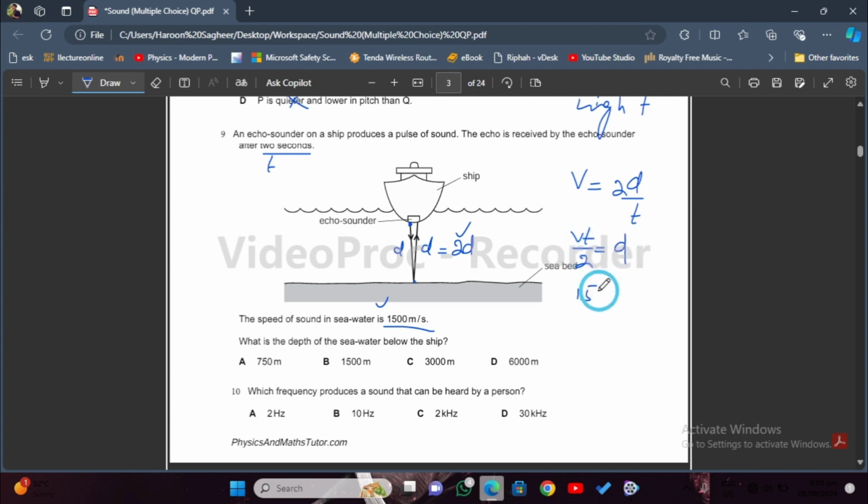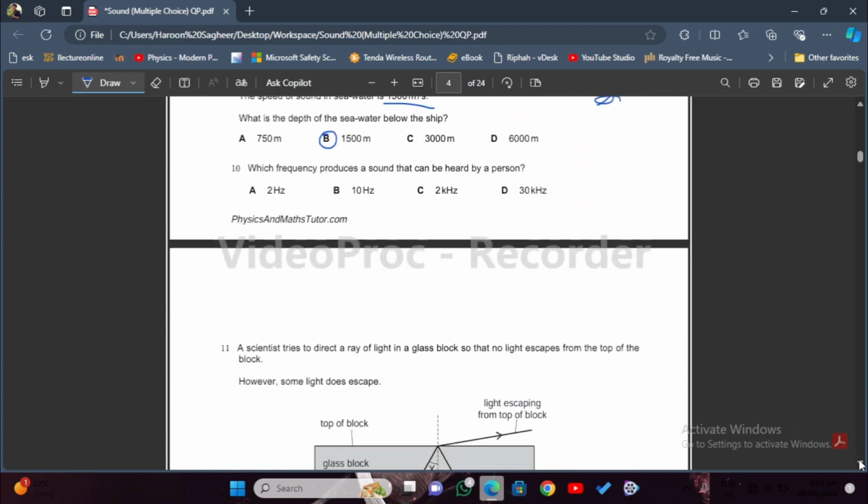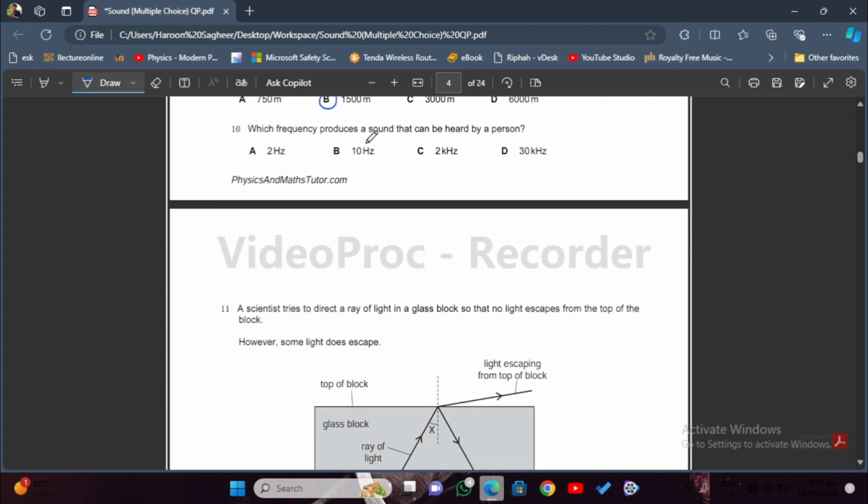Let's plug in the values. 1500 times 2 divided by 2 equals d. So the 2 and 2 will be cancelled. So 1500 meters, that is the seabed. That is the depth of the sea. Well, not much of a depth. It's about 1.5 kilometers, but still, we had to find the depth. We found it.